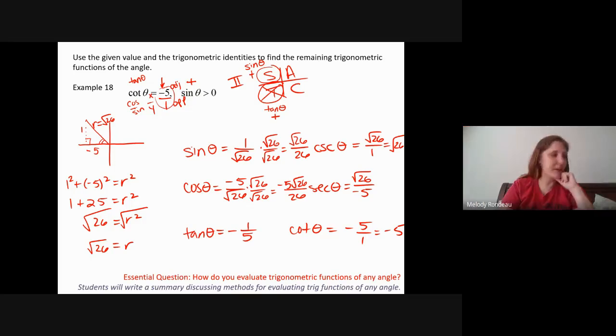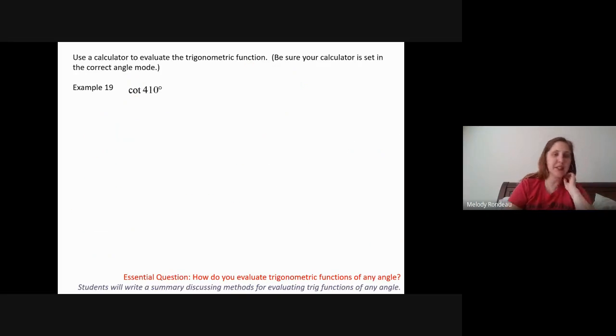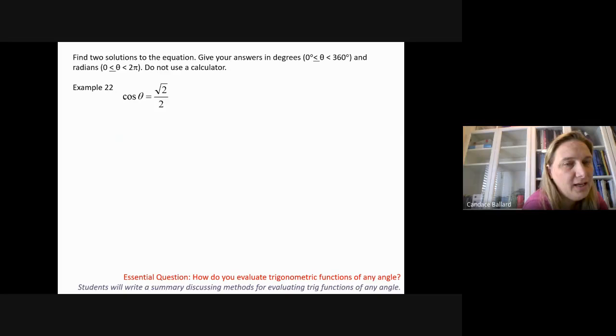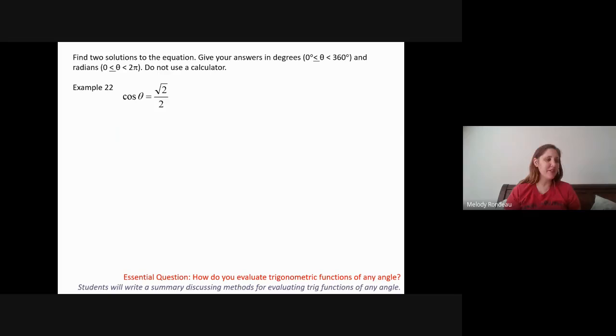Yeah. Okay, so let's scoot along to, we're going to skip 19, 20, and 21. Those are all calculator ones. And yay! That jumps us over to 22. Find 2 solutions to the equation. Give your answers in degrees and radians, and do not use a calculator, but we are going to use our unit circle. So we're showing our work on this one. Honestly, I would expect you to just pretty much tell me the answer from using the unit circle.